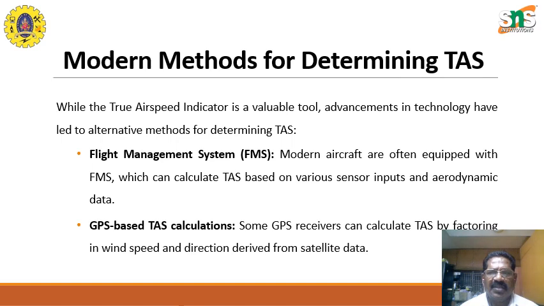The modern methods for determining the true airspeed use valuable tools; advances in technology have led to alternative methods for determining the true airspeed. One is the flight management system, or FMS, where modern aircraft are always equipped with the FMS, which can calculate the true airspeed from various sensor inputs and aerodynamic data. Then there is GPS-based true airspeed calculation: some GPS receivers can calculate true airspeed by factoring in wind speed and direction derived from satellite data.